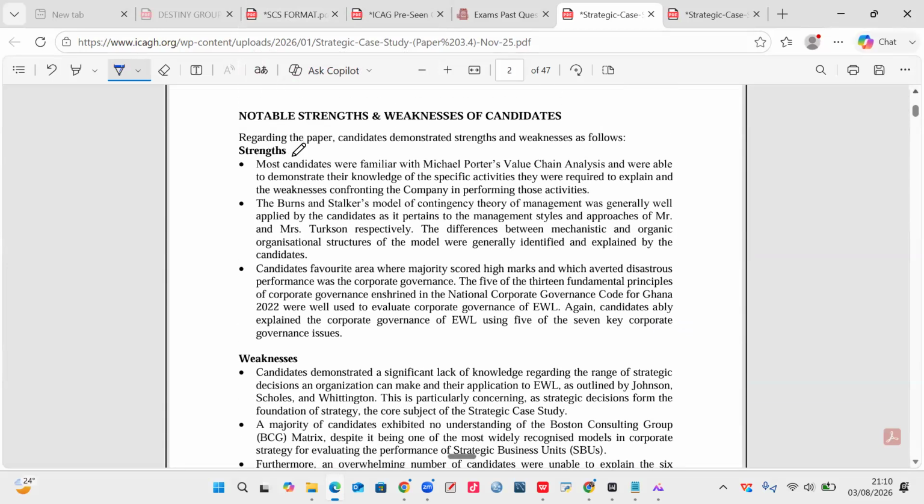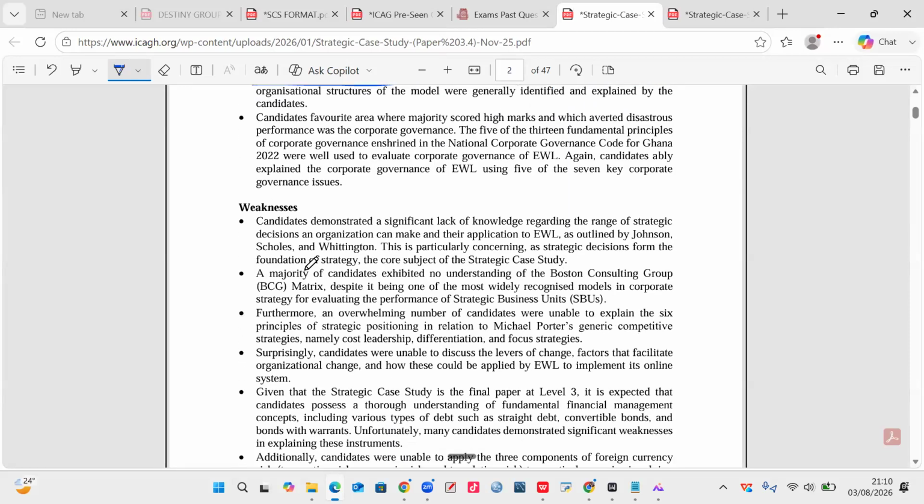Regarding the paper, the strengths: most candidates were familiar with Michael Porter's value chain analysis. And Burns and Stalker's model of contingency theory was generally well applied by the candidates to the management styles and approaches of Mr. and Mrs. Texan. So they answered it, and they were able to apply it to solve a situation. Let's look at the weaknesses.